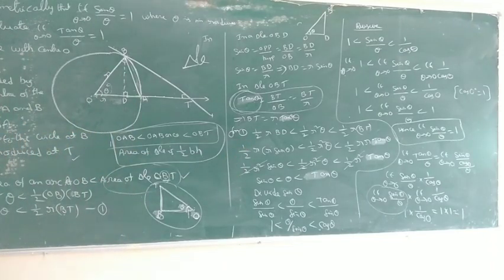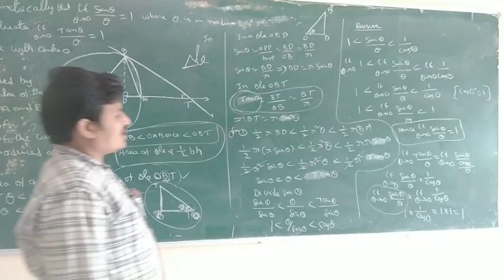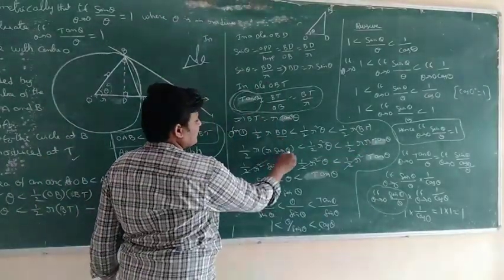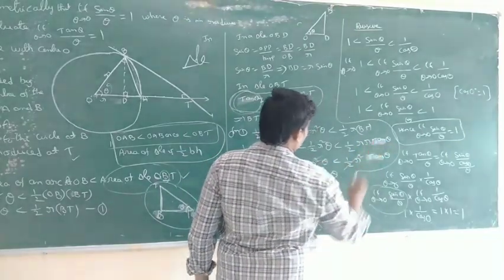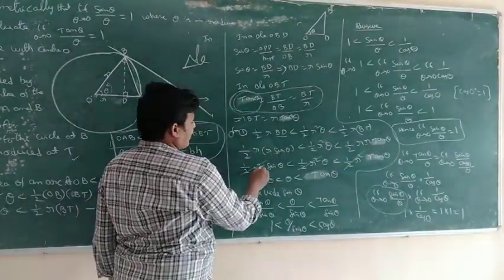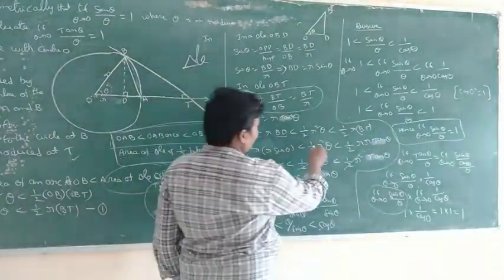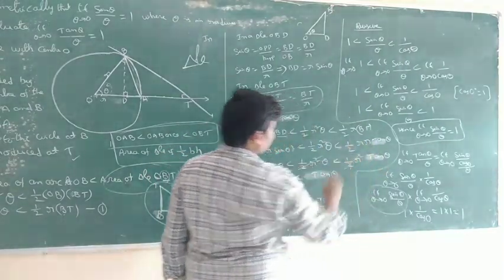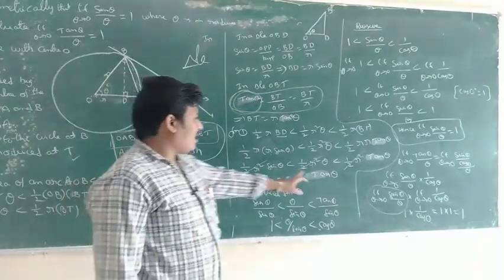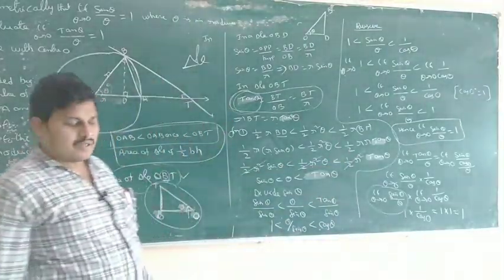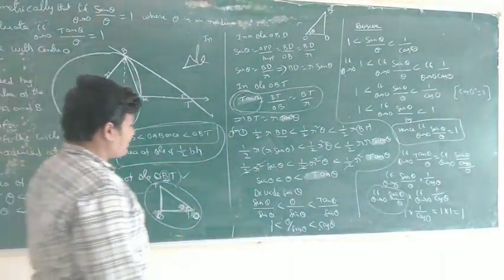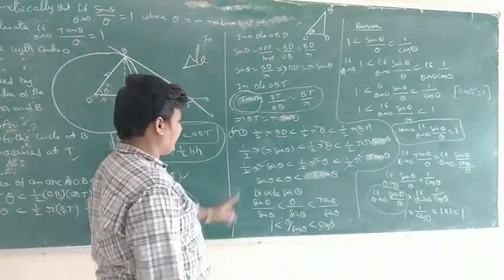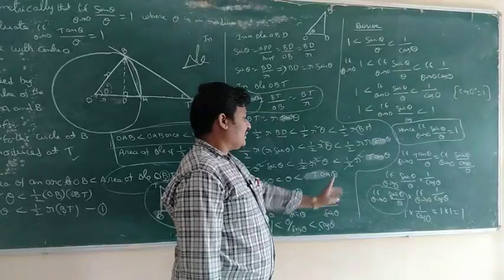1 by 2 into R into BD is less than 1 by 2 into R square theta, which is less than 1 by 2 into R into BT. BD is equal to R sin theta, and BT is equal to R tan theta. So R into R sin theta is less than 1 by 2 into R square theta, which is less than 1 by 2 into R square tan theta. In all three, 1 by 2 R square is common, so it cancels, and the remaining is sin theta less than theta less than tan theta.